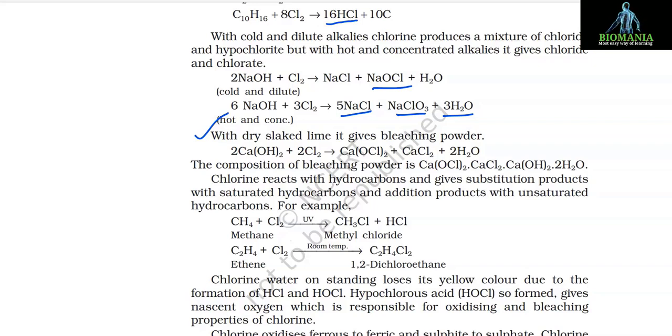With dry slaked lime, it gives bleaching powder. 2Ca(OH)2 + 2Cl2 gives Ca(OCl)2 + CaCl2 + 2H2O. The composition of bleaching powder is Ca(OCl)2·CaCl2·Ca(OH)2·2H2O.